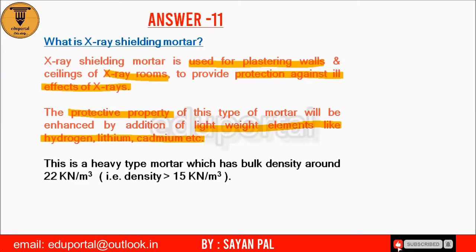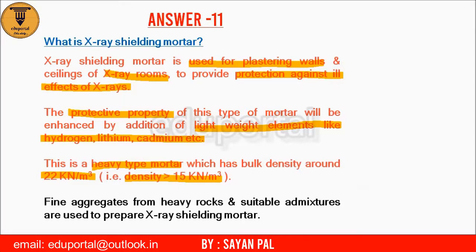Okay, it is a heavy type mortar. Heavy type mortar means its density will be greater than 15 kilonewton per meter cube, and for X-ray shielding mortar its density is around 22 kilonewton per meter cube. Okay, and it is prepared by fine aggregates from heavy rocks and suitable admixture. So these are used for preparing X-ray shielding mortar. So from our question we have the solution in this sentence, that is lightweight elements like hydrogen, lithium, cadmium, etc. are used to enhance its protective property.